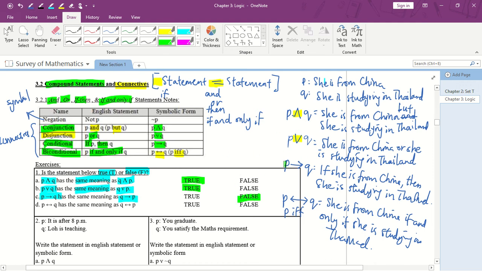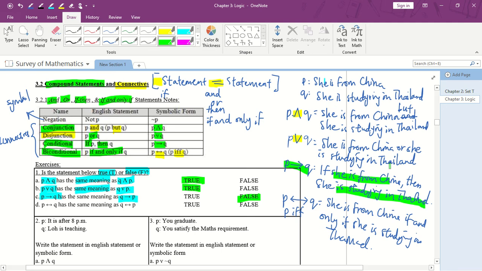If you look at this one, P arrow Q, if P then Q, it says that if she is from China, then she is studying in Thailand. It is not the opposite way around. Just in simple words, this is a condition, which means that you must have the first, then you have the next one. So if you make it the other way around, it will be a different statement.